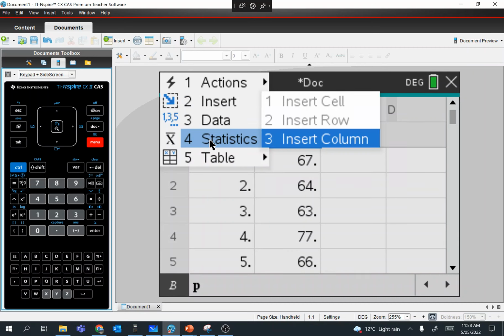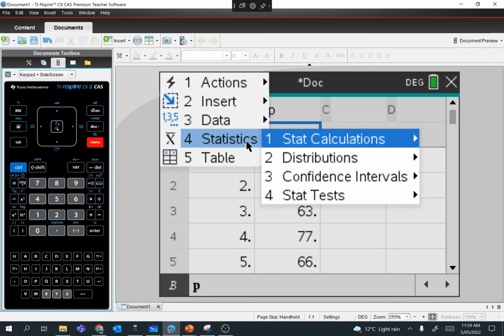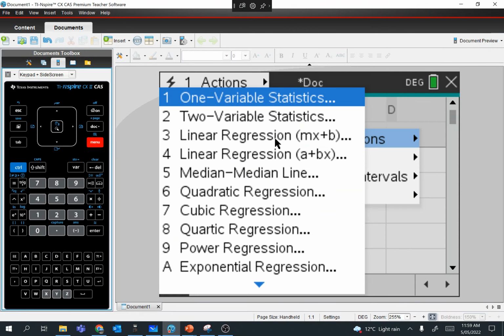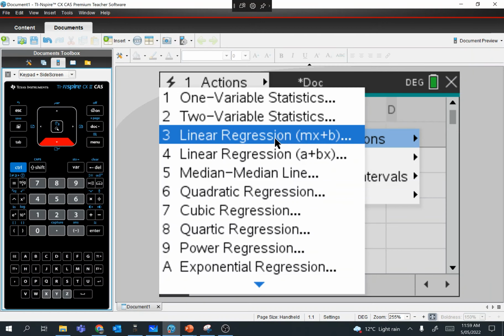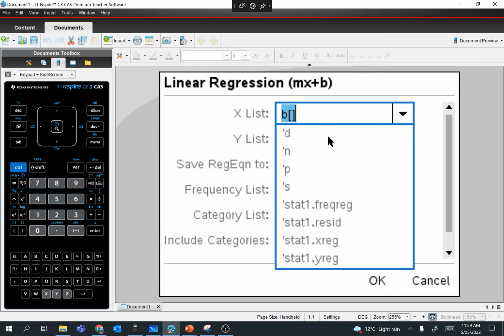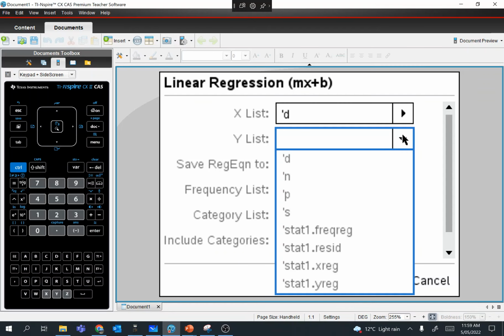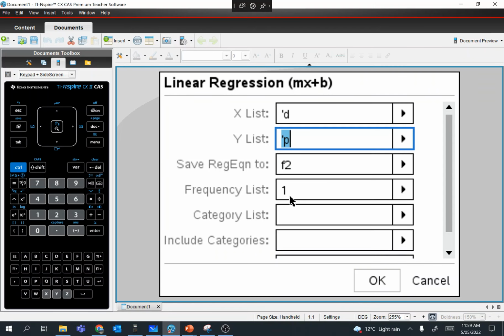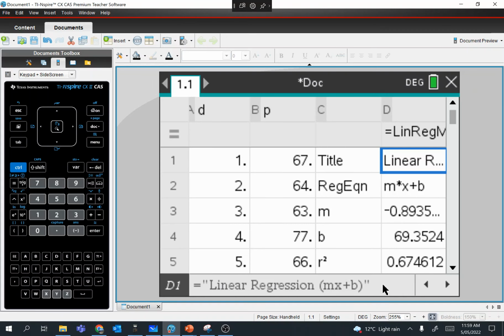And we're going to go to menu, statistics, stat calculations, and we get the linear regression number 3 there. The one with the MX plus B. So I'll push enter. All right, we'll select the appropriate variables from the drop-down list. D for days and P for pizzas, and I'll say OK, and here's our linear regression.